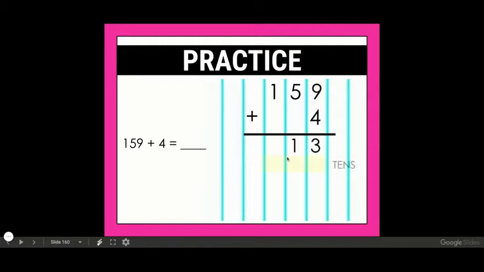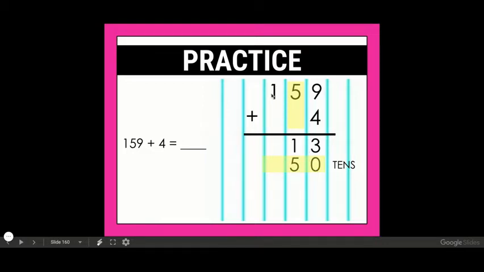Next, I'm going to add my tens together, and I'm going to write that answer right underneath where I wrote my ones. So now I am adding 5 plus 0 because there aren't any tens in my second addend. But this 5 isn't actually 5. It's actually 50, right? So what I'm adding is 50 plus 0. Well, 50 plus 0 is just 50.